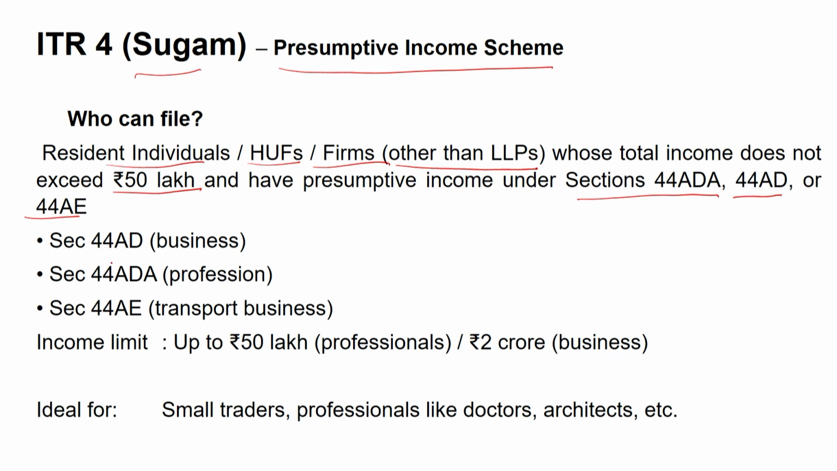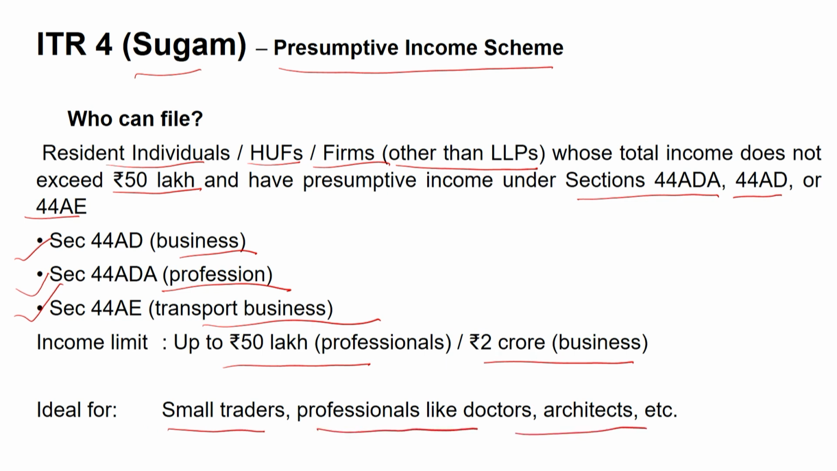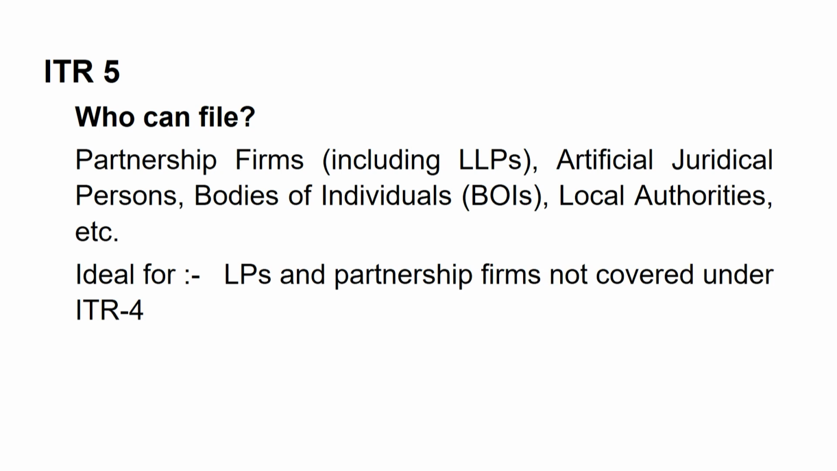that is Sugam. So section 44AD is for businesses, 44ADA is for profession and 44AE is for transport business. The income limit as per the section of the 44AD, ADA and AE is up to 50 lakh rupees for the professional and 2 crore rupees for the businesses. These types of ITR forms are basically suitable for small traders, professionals like doctors, architects, etc. So with the help of ITR4, the different types of assessee who have presumptive income under these sections can file their return.